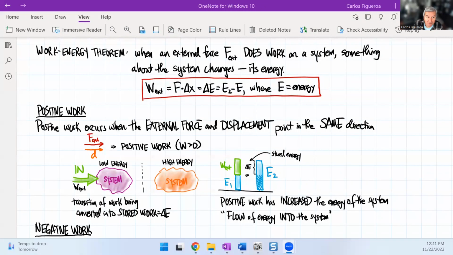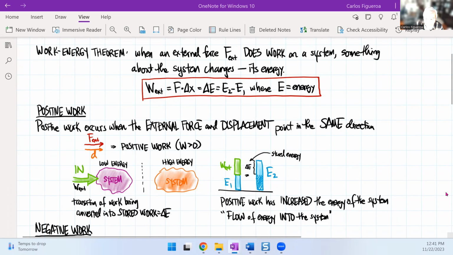So let's start reviewing what we did last time. What you're seeing here is that we started off with the work energy theorem. As we looked at the work energy theorem, we said that when an external force, F external, does work on a system, something about the system changes.